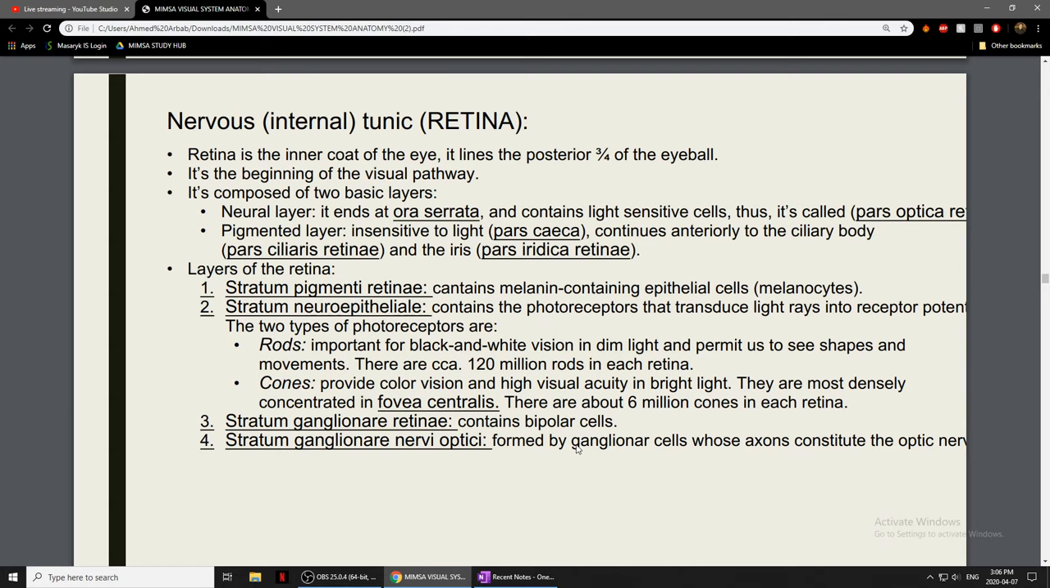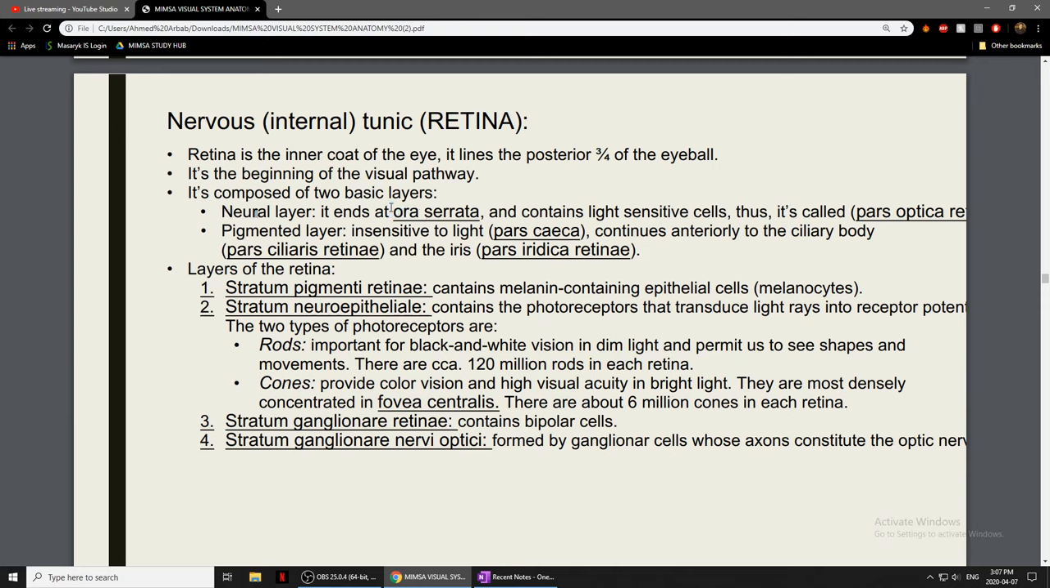So the retina contains two basic layers, the neural layer, the receptive layer, which contains the light-sensitive cells. And this light-sensitive layer, like I said, ends at the ora serrata. This layer is called the pars optica retinae, the optic part of the retina. On the other hand, there's also the pigmented layer, which is anterior to the ora serrata. This pigmented layer is insensitive to light, which means pars caeca. Caeca means blind in Latin, so the blind part.